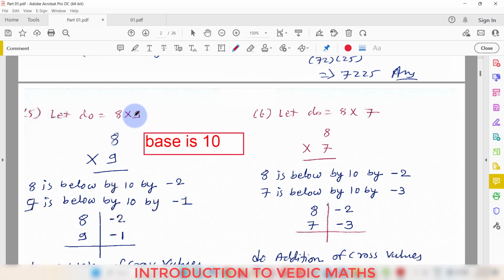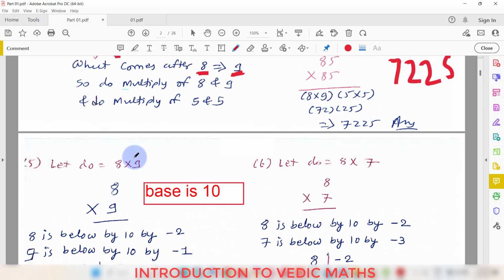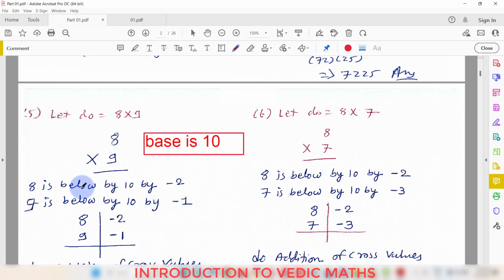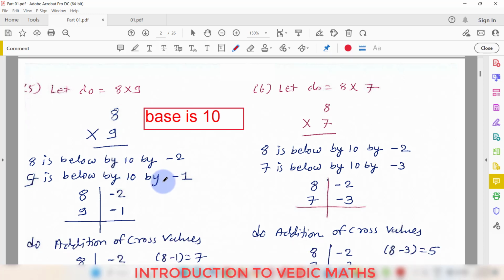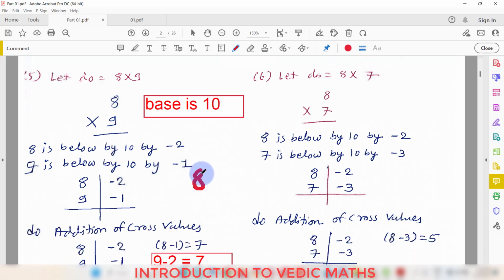Now 8 and 9, both numbers are near to 10. So here we will take the base as 10. 8 is below 10 by how much? 8 is below by minus 2. So here I can write 8, I can write 9, and make a one line. 8 is below 10 by minus 2. 9 is below 10 by minus 1.